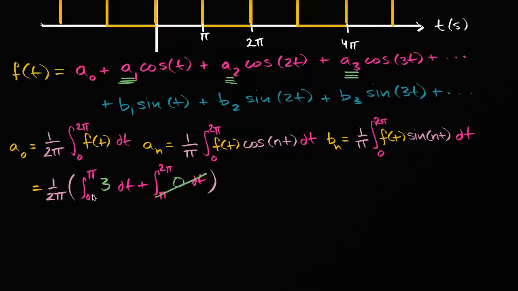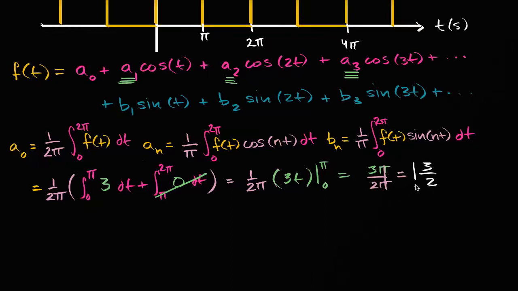And so what's the definite integral from 0 to pi of 3 dt? Well, this is going to be equal to 1 over 2 pi times, if you evaluate this, the antiderivative of 3 would be 3t evaluated from 0 to pi. And so it would be 3 pi minus 3 times 0, which is just 3 pi. So it's equal to 3 pi over the 2 pi that we had already. And so this is going to be equal to 3 halves.